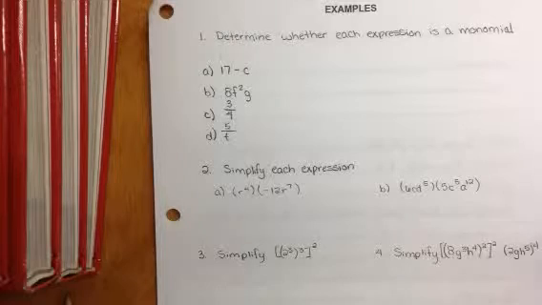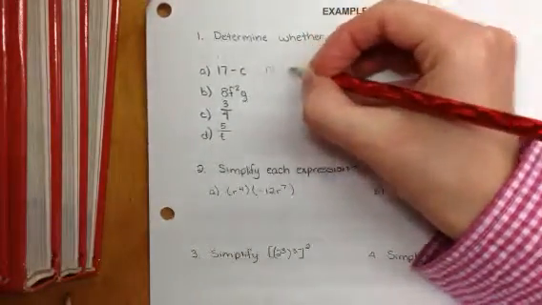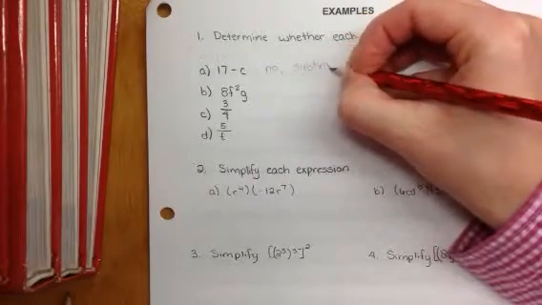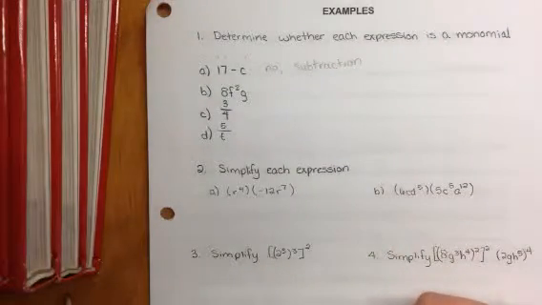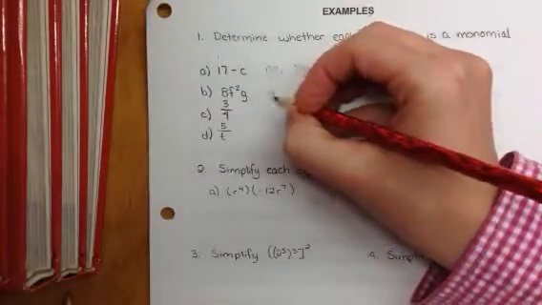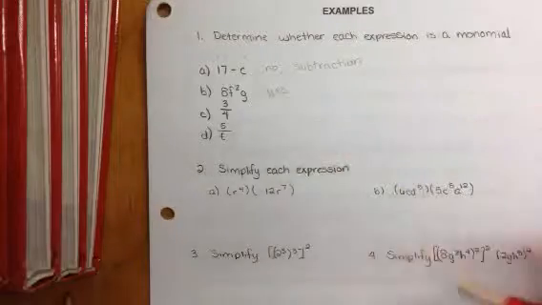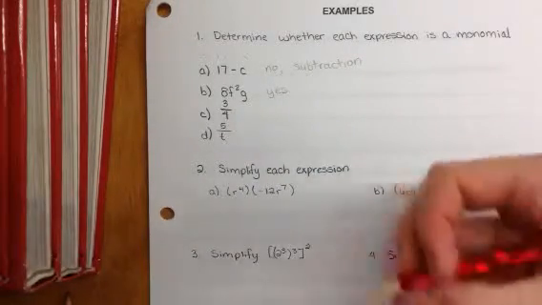Determine whether each expression is a monomial. So for the first one, we have 17 minus c. No, it's not because we have subtraction. Monomials, we are only multiplying, so you shouldn't be subtracting or adding in them. B, 8f squared g. Yes. All of those are being multiplied together, variables and a constant, so that's okay.